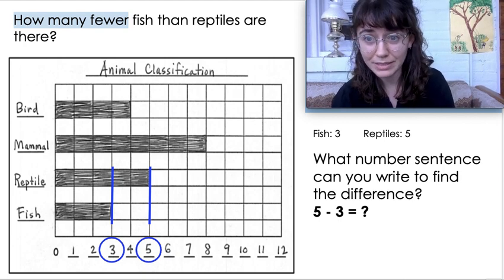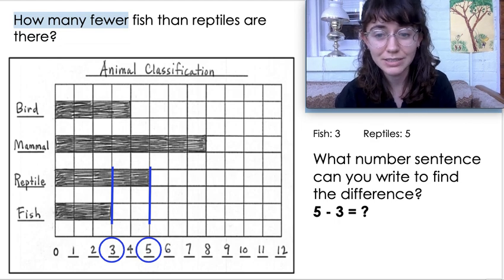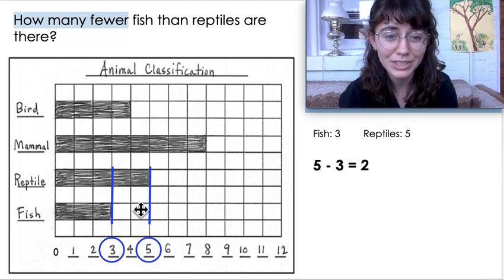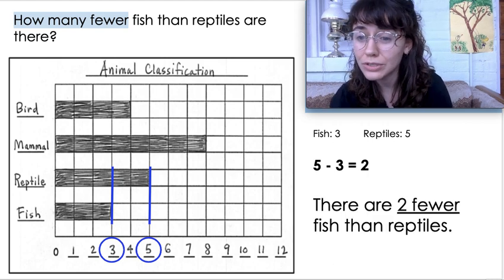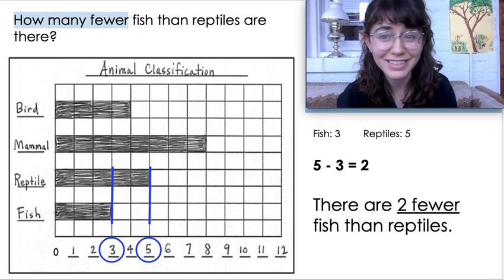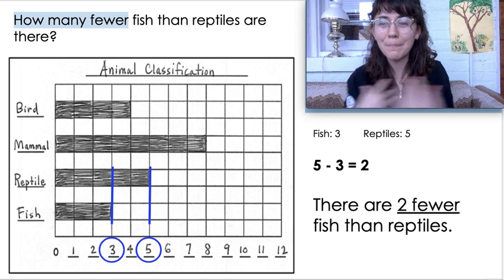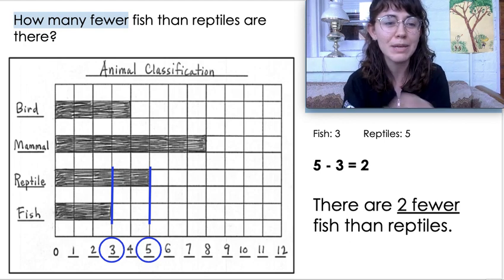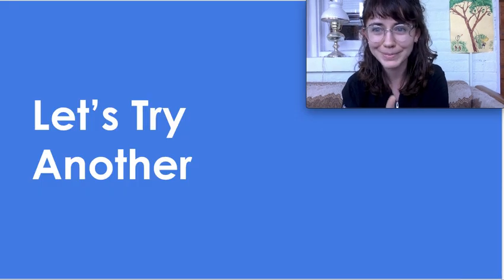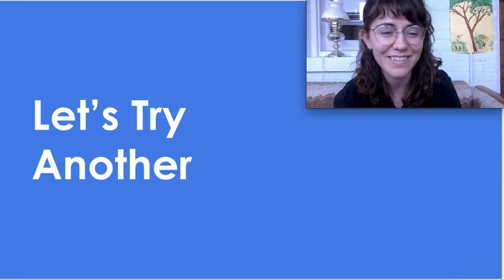Now, what is 5 minus 3? 5 minus 3 is 2, and I can use my picture to check. It's just 1, 2. So there are 2 fewer fish than reptiles. Give yourselves a big hug because you are doing such a great job, and let's just keep going and try one more problem, okay? This one's a tricky one, so get ready.